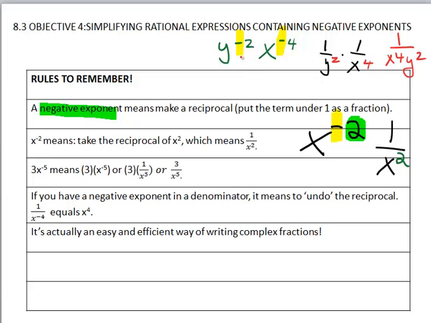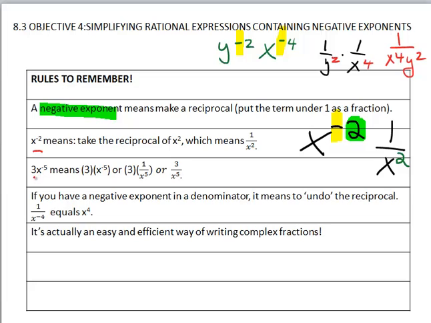Again, look at that negative sign on the exponent first and react to it and then do the power, but don't forget. So here, x to the second says take the reciprocal of x squared and get to that.